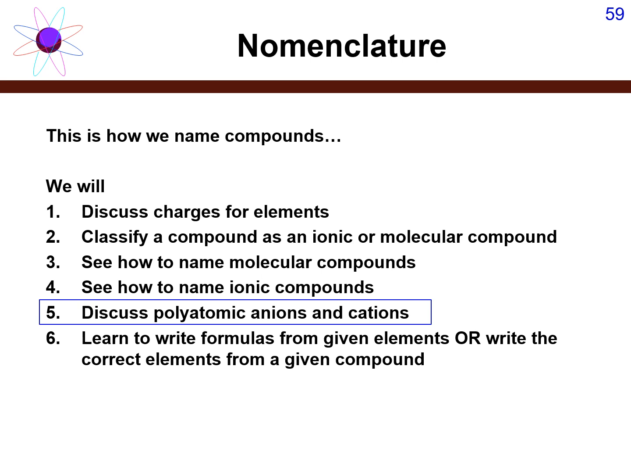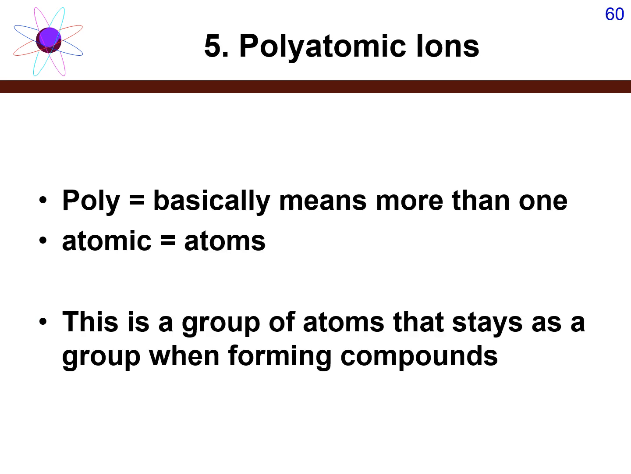Okay, now we're going to discuss something very related because a lot of compounds are made from something called polyatomic anions or cations. Now, poly just means more than one. Atomic means atoms. So polyatomic means more than one atom in the form of an ion. So they're groups. These are basically groups of atoms that stay together and have a charge.